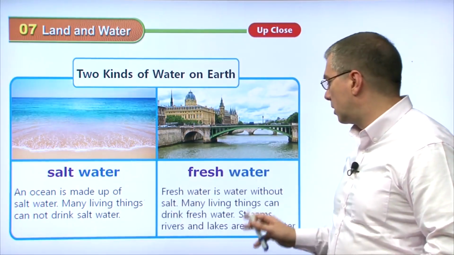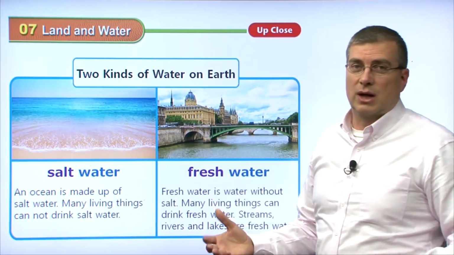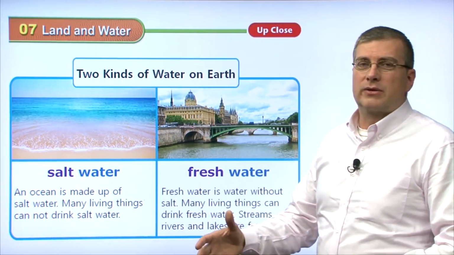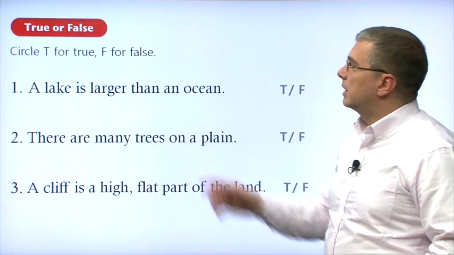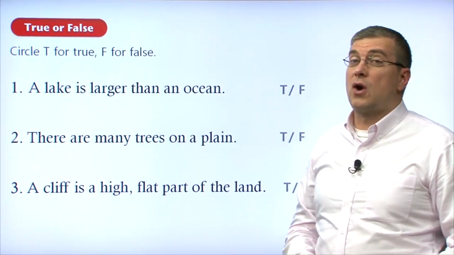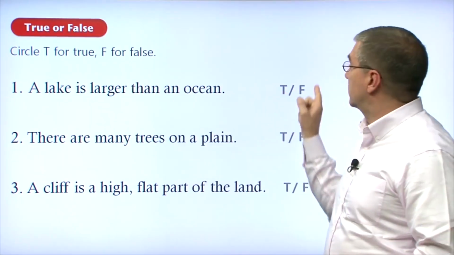Okay, but usually fresh water, people can drink it. Animals, of course, can drink it. Animals don't have to worry about those types of things. They just go down, they drink the water. Okay, so let's review a little bit with some true-false questions. If the sentence is true, we circle T. If it's false, we circle F.